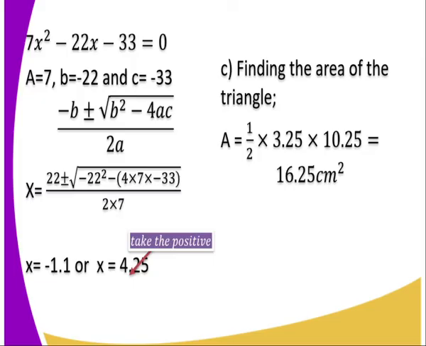With that, we get the area, which is A is equal to a half times 3.25 plus 10.25. Not plus, but times 10.25, which gives us 16.25 centimeters squared.